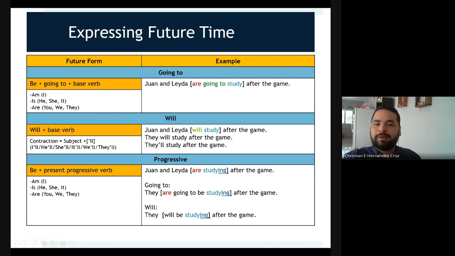Juan and Leida will study after the game. Compare these brackets with these brackets. Juan and Leida are going to study. Juan and Leida will study. Okay? We're saying the same thing, just expressing it differently. They will study after the game, or with contractions, they'll study after the game. And of course, the progressive form, which is the be verb and the present progressive verb. And same rules with the be verbs and the pronouns, okay? So I am, he is, she is, we are.